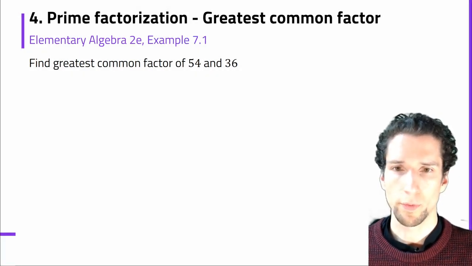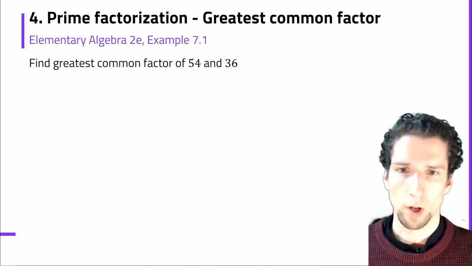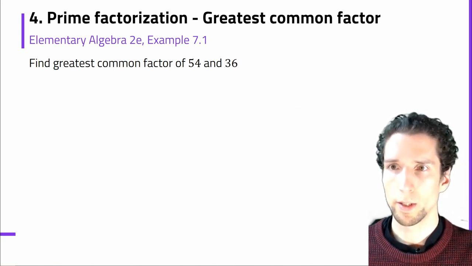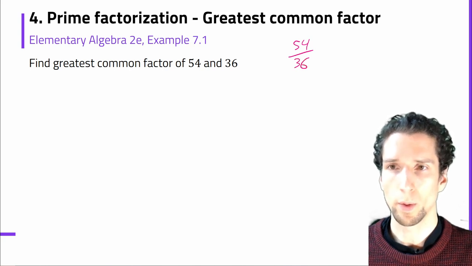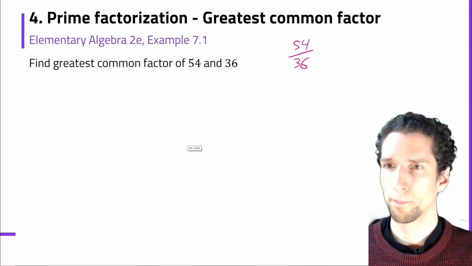Another thing we can do is find the greatest common factor. Greatest common factor is, of course, useful. Let's say if we have a fraction like this, 54 over 36. If this was a fraction, we would want to find the greatest common factor to reduce this.